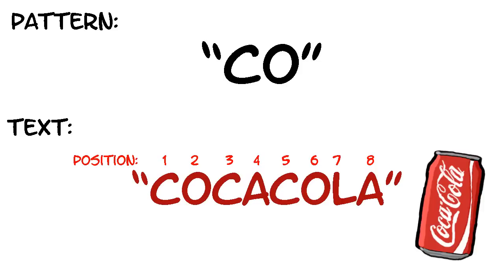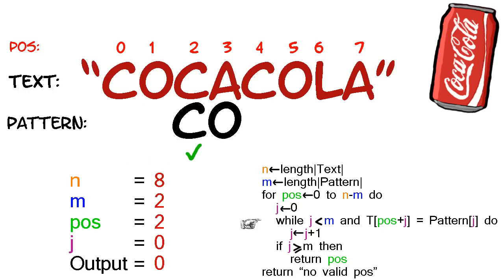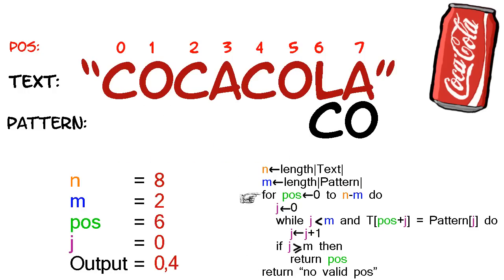For small text like this, it's not too hard to spot where the pattern occurs, at position 1 and position 5 in the text. For a computer, finding where the pattern occurs wouldn't be too hard either. It could simply shift the pattern "co" along the text until there is a match.